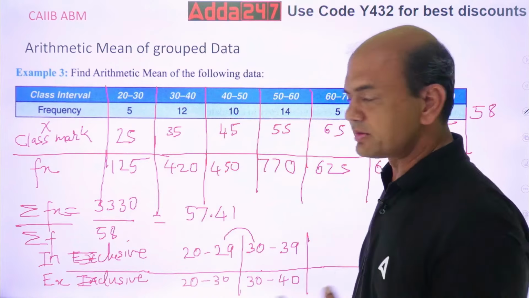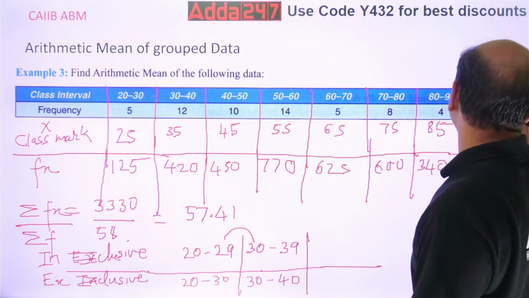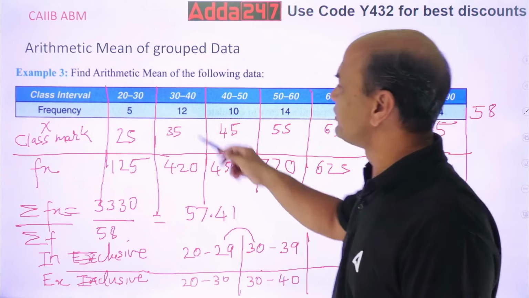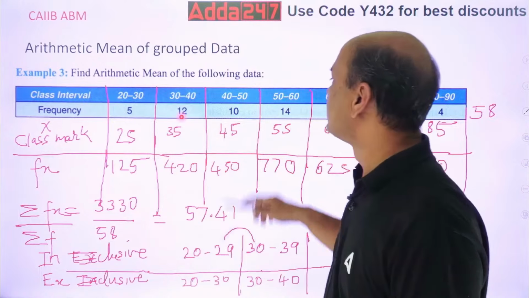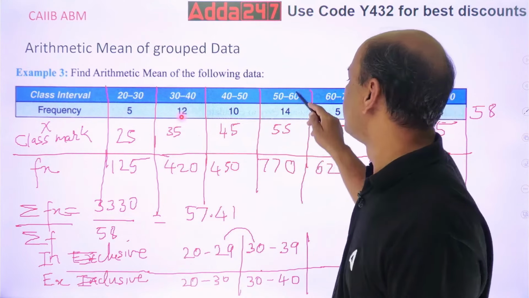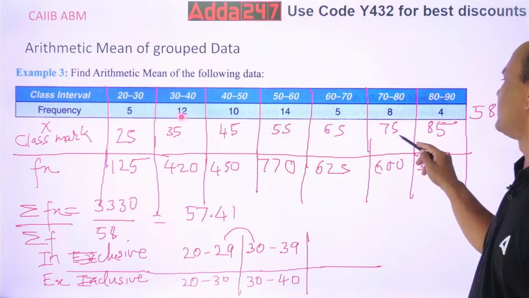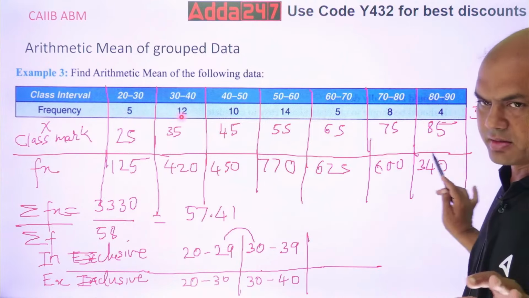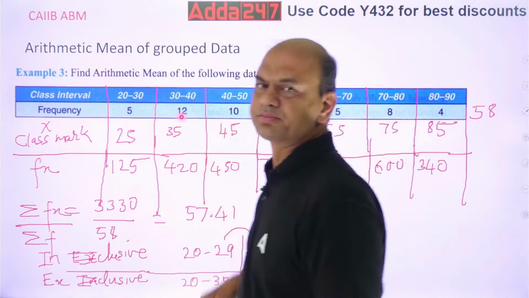Check this, everyone. All of them. So the class mark here is 25, here the class mark is 35, here the class mark is 45, then 55, 65, 75, 85. All the class marks are done.